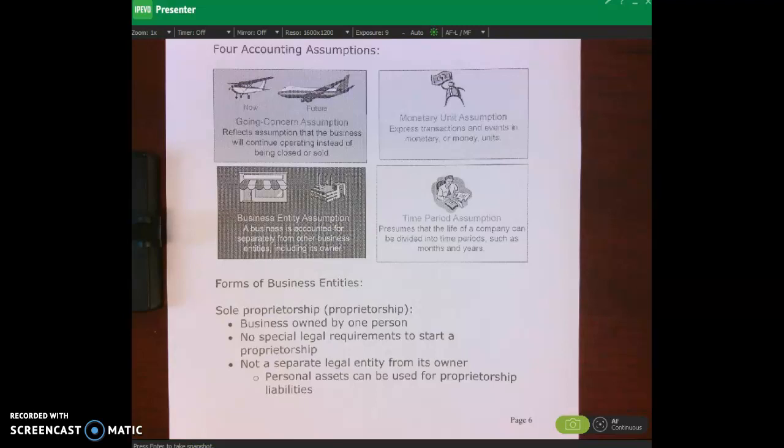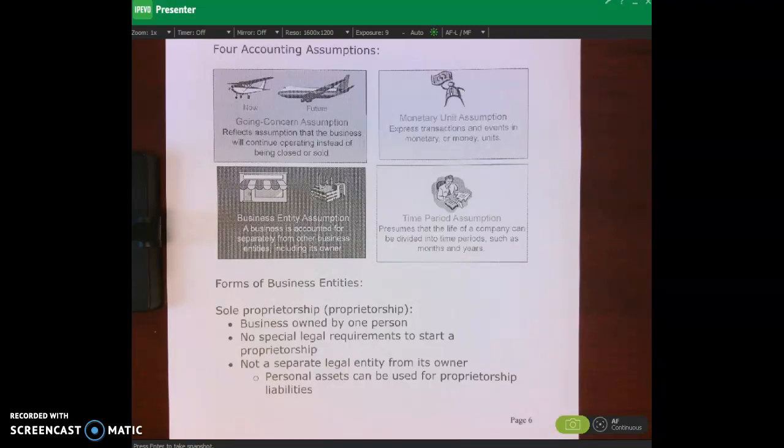Okay? There are a couple different forms of business entities. We have a sole proprietorship, and that's just a business that's owned by one person. There's no special legal requirements to start a proprietorship. It's also not a separate legal entity from its owner. That can be tricky, because that means that your personal assets could be used to pay for proprietorship liabilities. So for example, if you have some outstanding liabilities from your sole proprietorship, you could take your own family car, which is your personal asset, to pay off those liabilities.